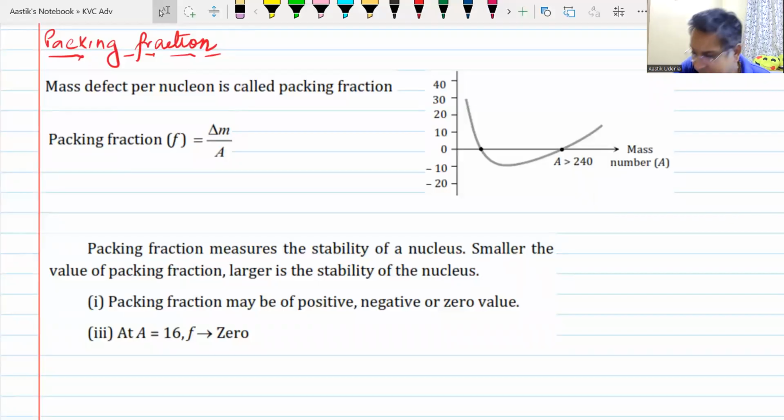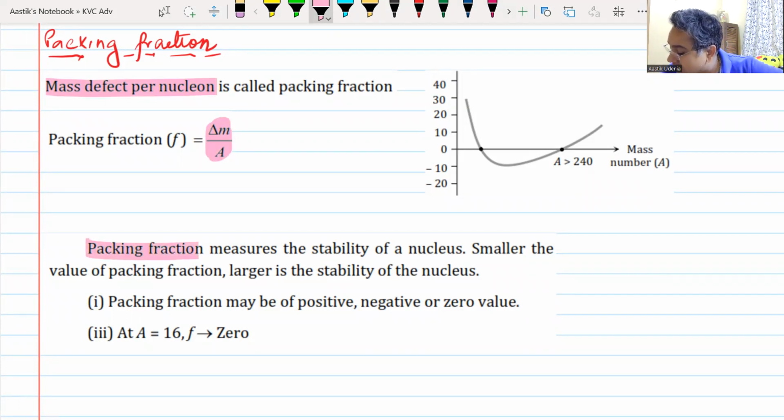The next heading, and sometimes they're asking it, is known as the packing fraction. It's just a term that you must remember. This is the mass defect per nucleon. Mass defect divided by the mass number will give you the packing fraction, and this is how the graph looks. Packing fraction gives us the measure of stability of the nucleus. Remember, smaller the value of packing fraction, larger is the stability of the nucleus.